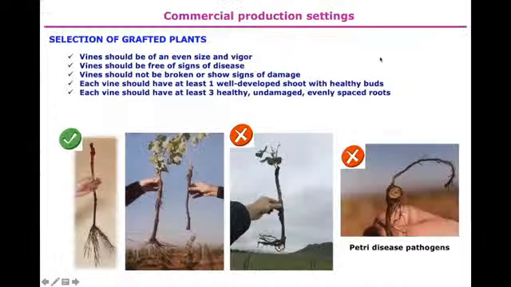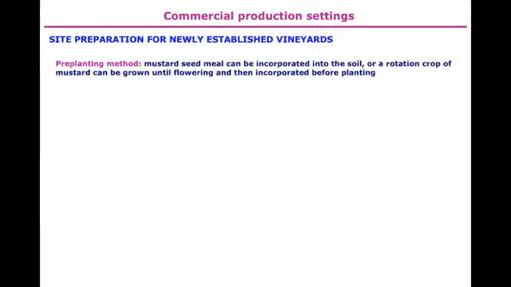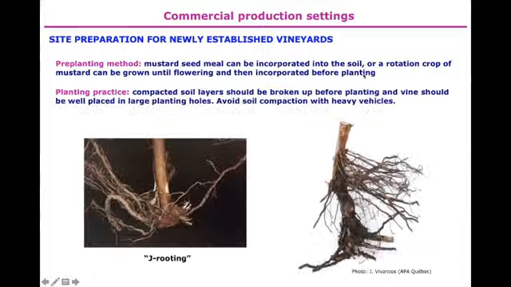Here are some recommendations to select grafted plants. Just to highlight that grafted plants should have at least 3 healthy, undamaged and evenly spaced roots. Grafts should be fully healed, not overgrown, and not able to be broken by moderate pressure applied by the thumb, as you can see in these photos. As I suggested before, mustard seed meal can be incorporated into the soil, or a rotation crop of mustard can be grown until flowering and then incorporated before planting. In addition, compacted soil layers should be broken up before planting, and vines should be well placed in large planting holes.